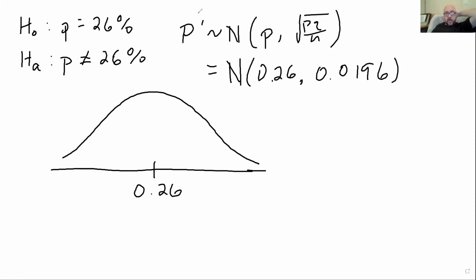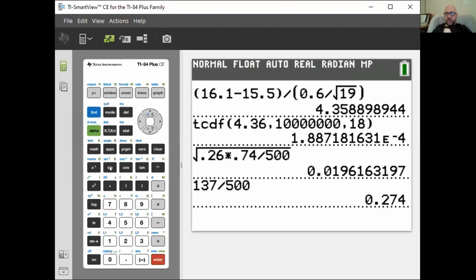What we want to do, though, is find out what our actual sample proportion was. Because remember, everything on this x-axis here is a particular p prime, right? So the most common one is 26% if the population proportion is actually 26%. So we take our particular p prime and put it on here. So we had 137 out of 500. So we can go to the calculator and do 137 out of 500 to find our actual p prime, 0.274. And we're going to take that and put it on our distribution.